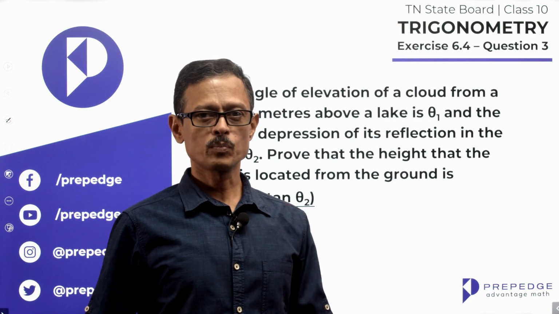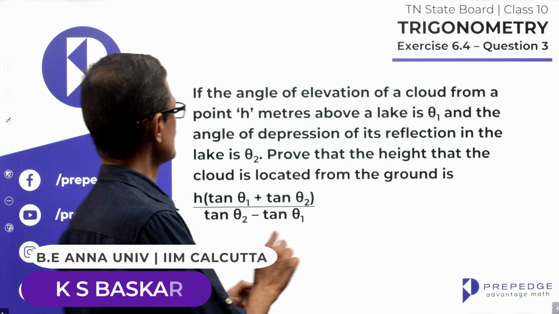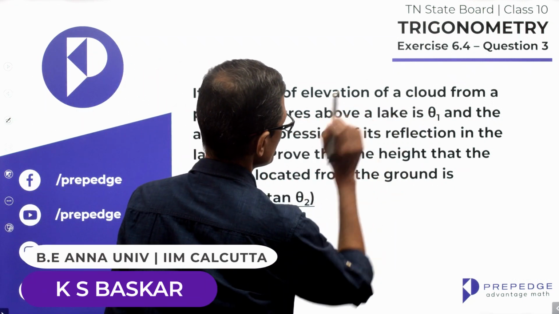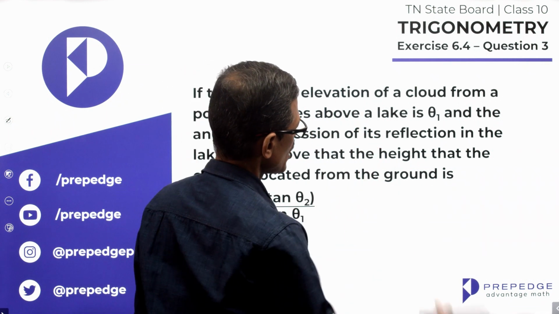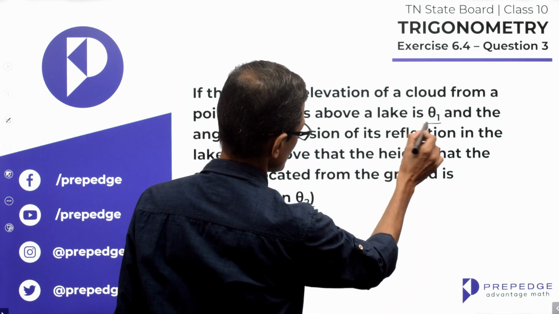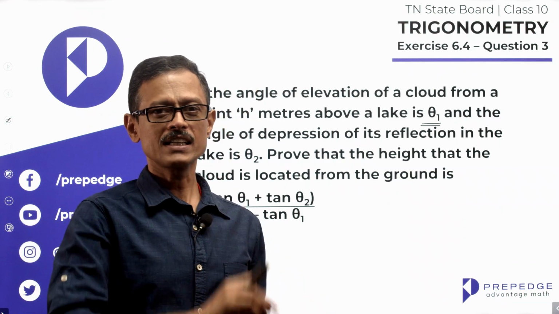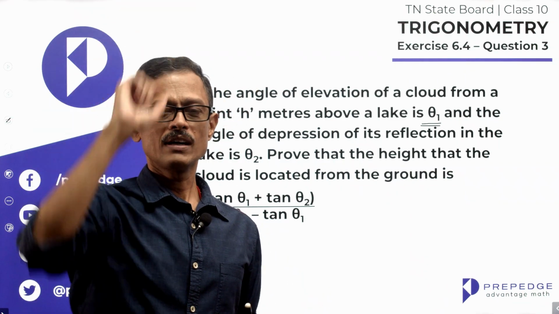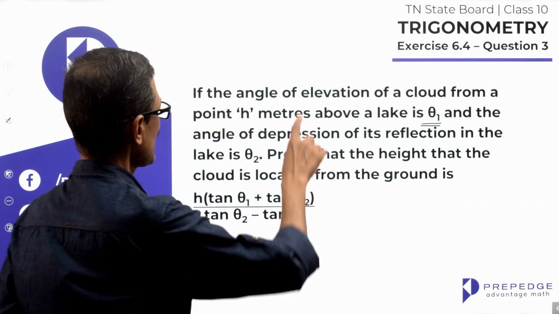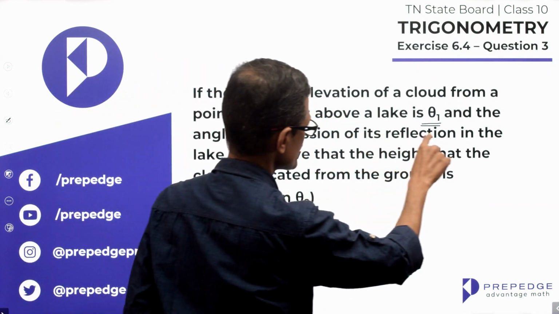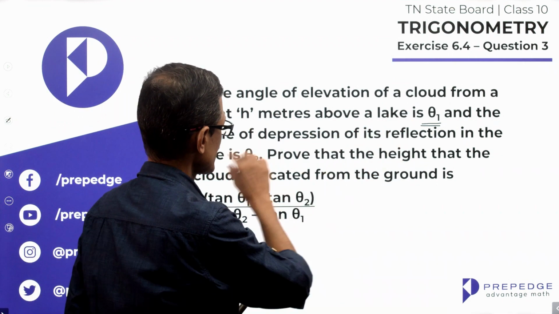Trigonometry chapter exercise 6.4 question number 3, a difficult proof question. If the angle of elevation of a cloud from a point h meters above a lake is theta 1, from the lake's surface, h meters above, from that point we look at the cloud, the angle of elevation is theta 1, and the angle of depression of its reflection in the lake is theta 2, right? Here we have to draw the diagram carefully.